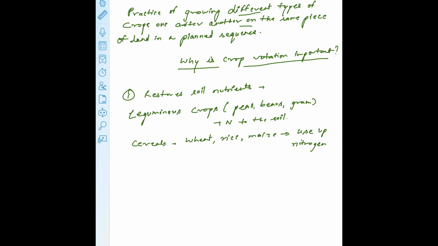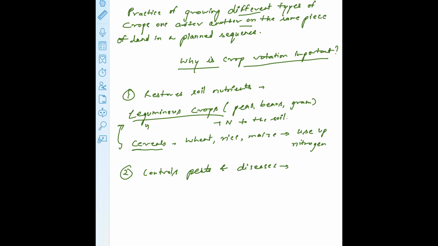And why it is so? Because leguminous crops have rhizobium bacteria, and we know the importance of rhizobium bacteria, right? Rotating these crops keeps soil nutrient balance. Second is crop rotation controls pests and diseases.